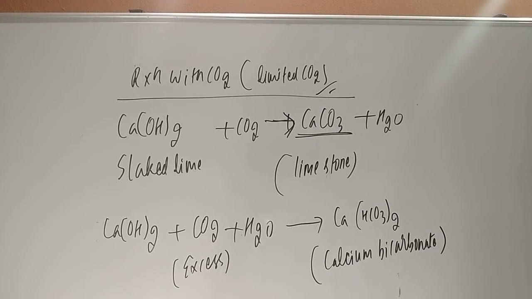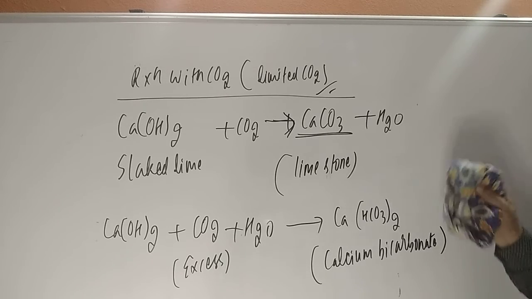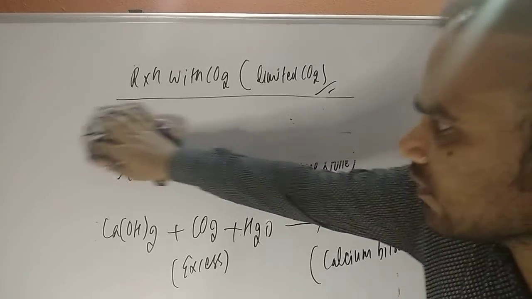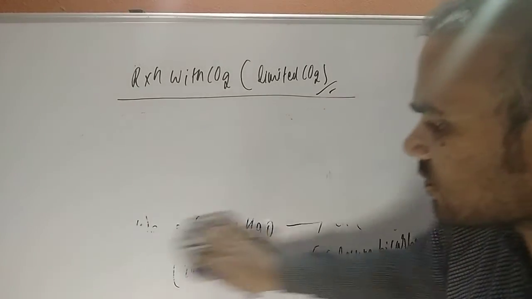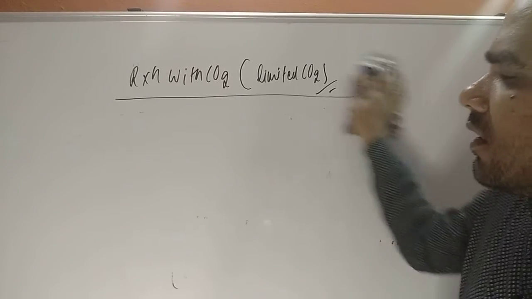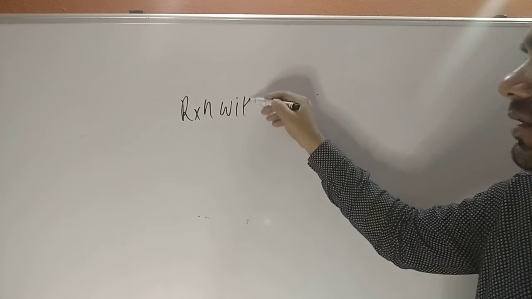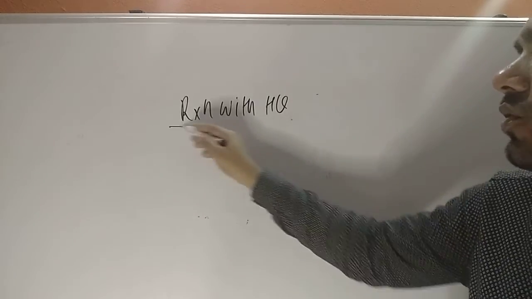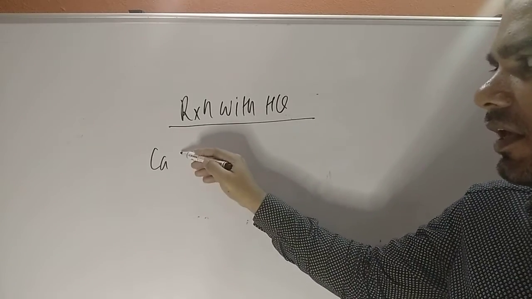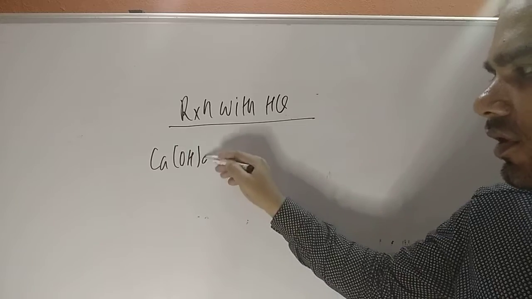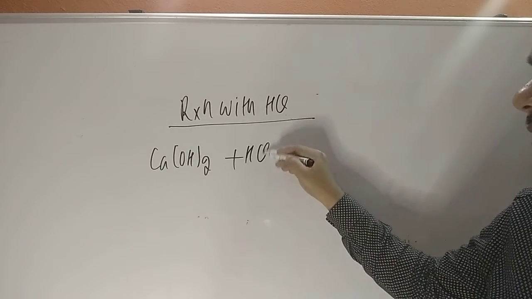And if you are going to understand some other chemical properties, what we have to understand, students, is the reaction with HCl. If it is reacting with HCl, students, a salt will form. Okay, so let us have a look, students. Reaction with HCl. So we are having Ca(OH)2, and you are treating it with HCl, students.